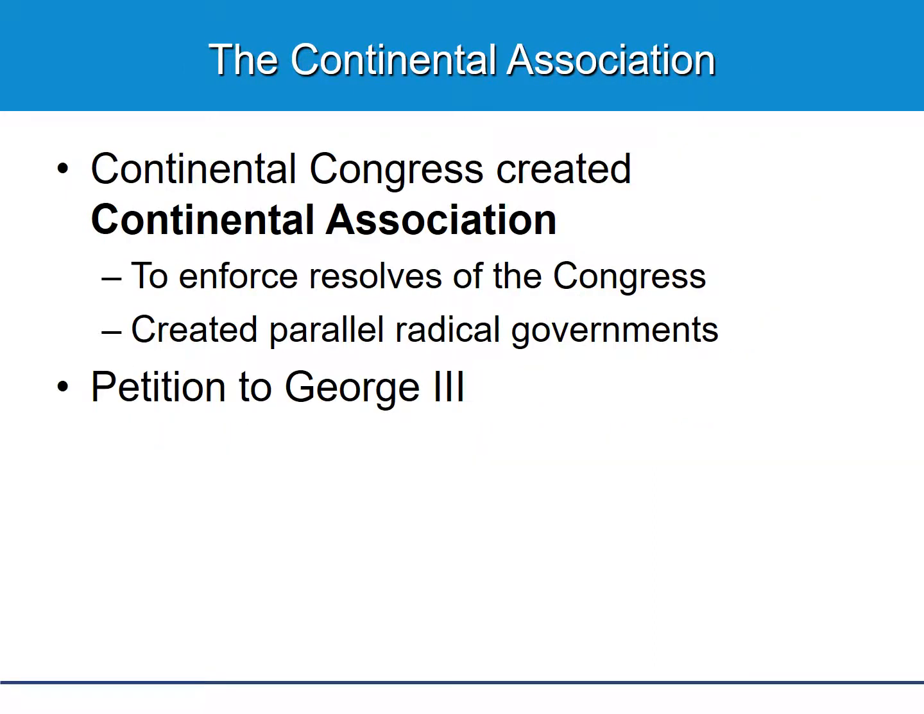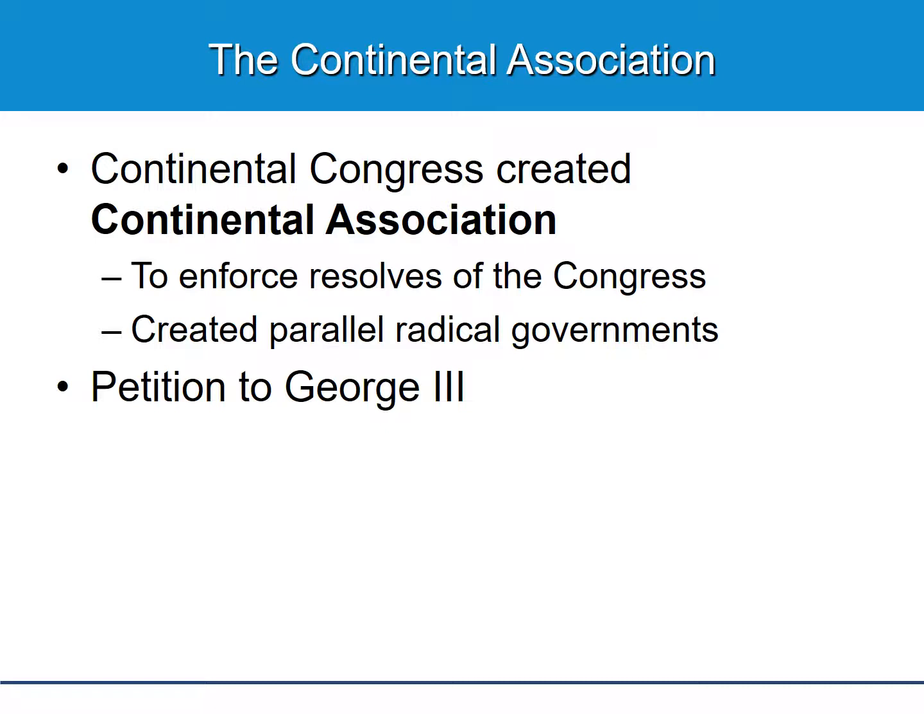In order to enforce that total boycott of all English goods that the First Continental Congress had called for, the Continental Congress also created the Continental Association. These people would punish any individuals who bought British goods. One of the common things that they did if they caught someone buying English goods, they would tar and feather them. They also created their own parallel governments.